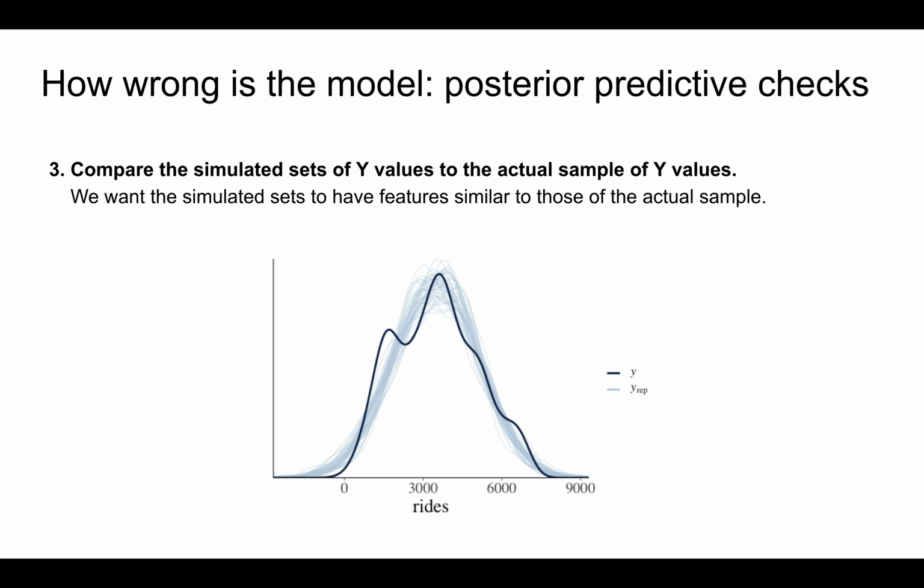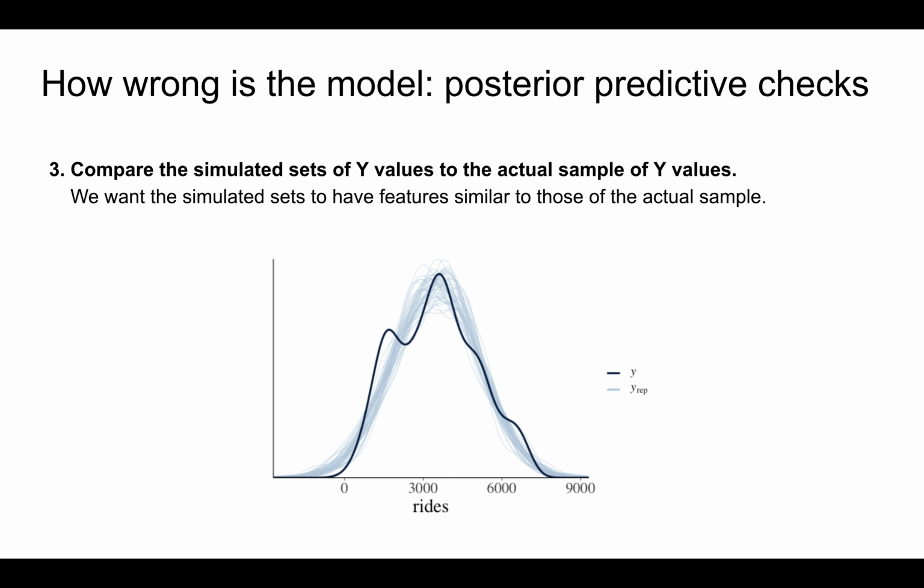Instead, suppose we repeated this process 50 times. That is, we simulated ridership data from each of 50 different posterior plausible parameter sets. This collection provides us with a better sense of how wrong or not wrong our model is. Repeating this process for all 20,000 parameter sets would be unnecessary and computationally expensive.